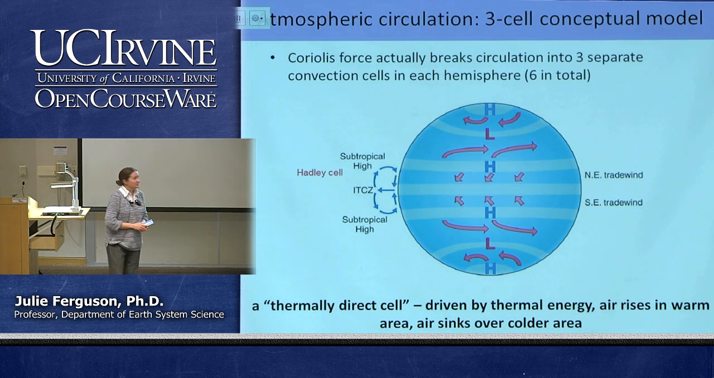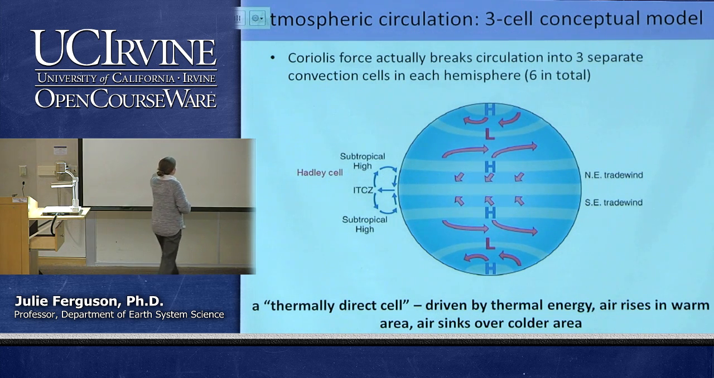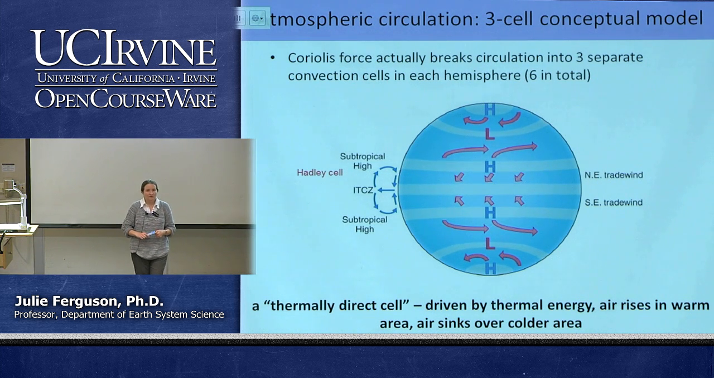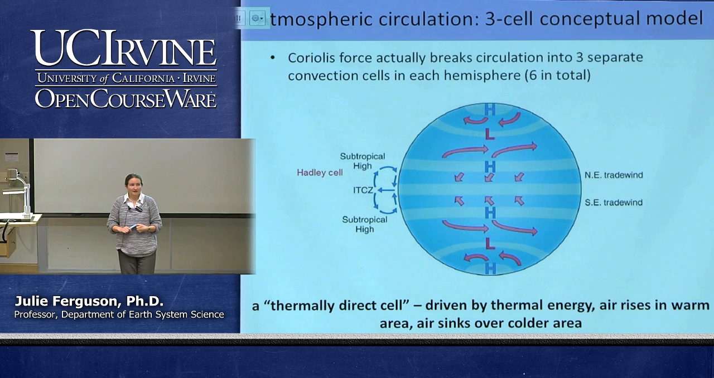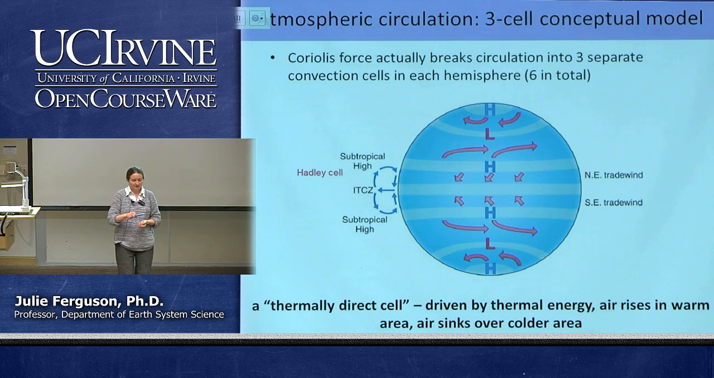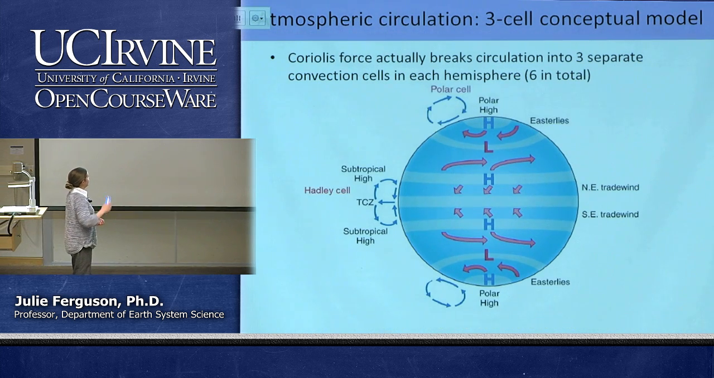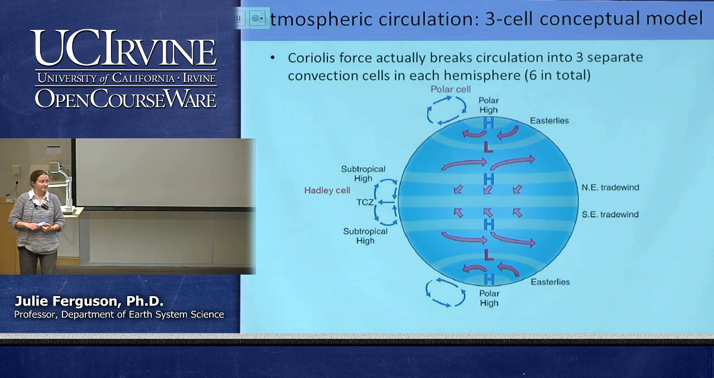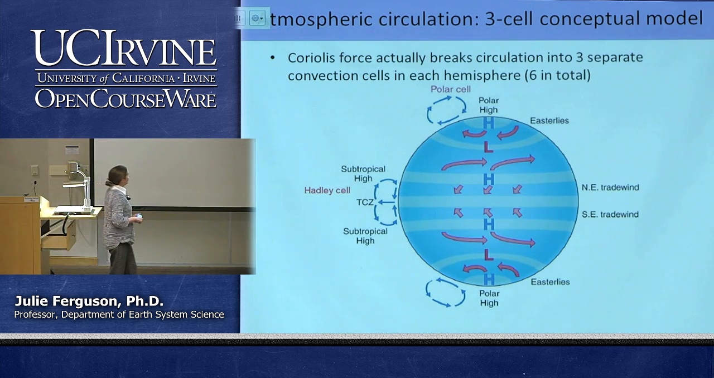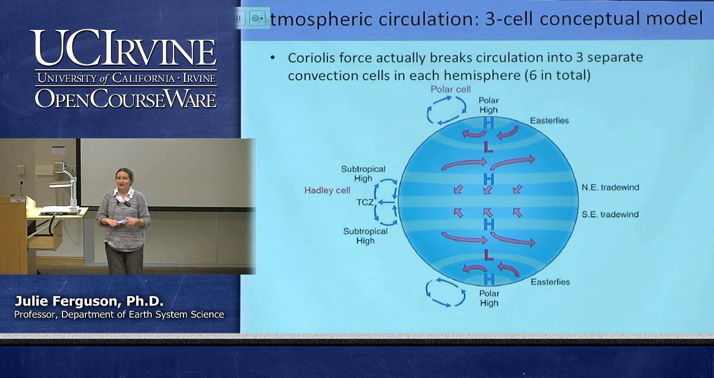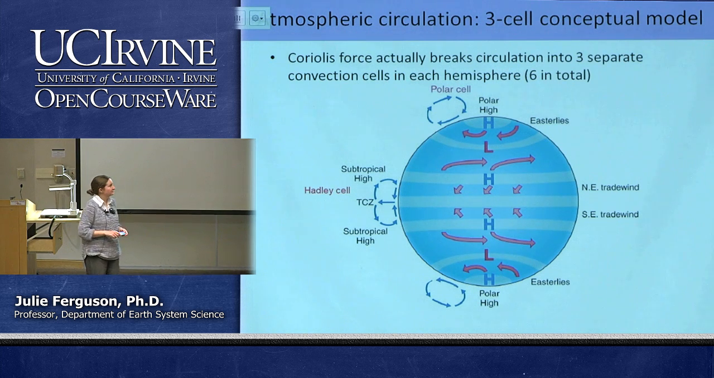And so the Hadley cell is what we call a thermally direct cell, which means that in that cell, air is rising at the hottest point, and it's sinking back where it's cooler, okay? So let me introduce you to a second cell, the polar cell, which is the nice, easy one to remember. And you can see that in the polar cell, air rises at about 60 degrees north or so, and it sinks back down at the pole.